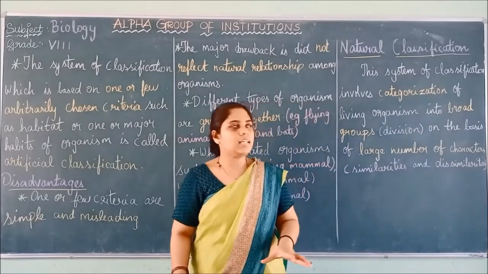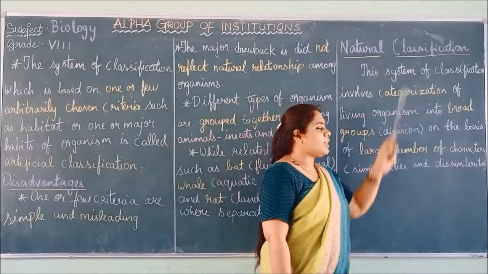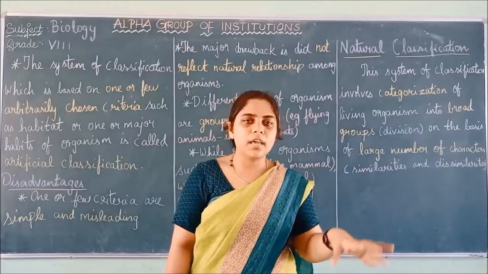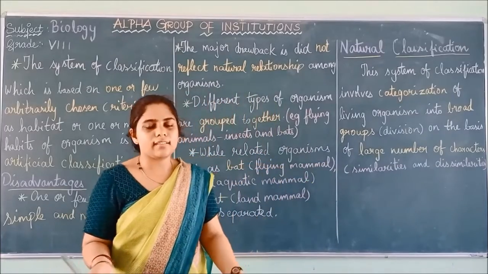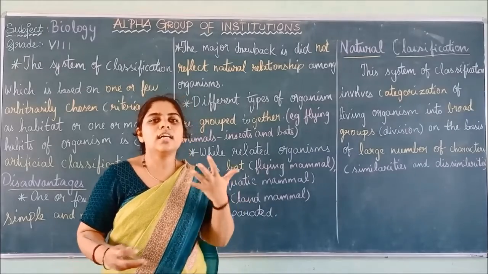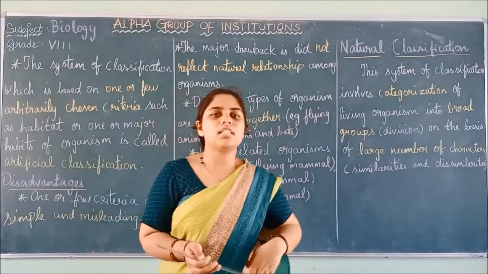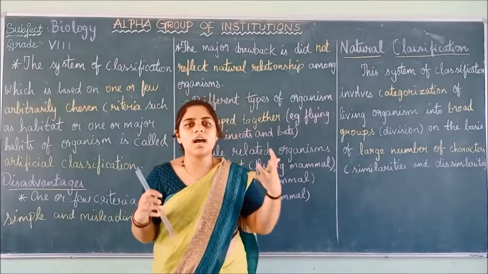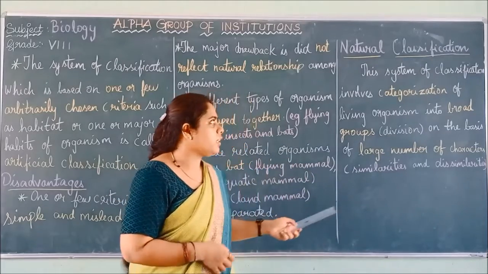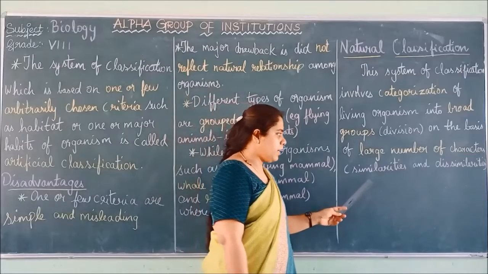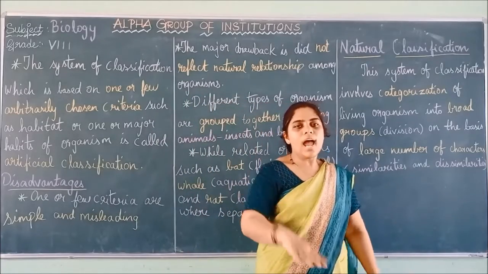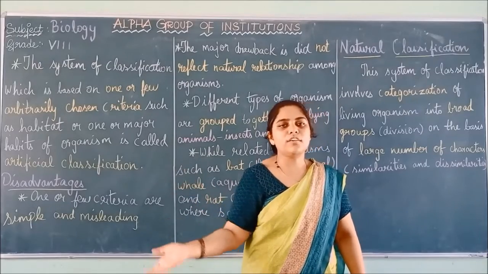So what they are telling you is that in natural classification, all the organisms are classified based on many characteristics. So not only habits and habitats. Now they have evolved from the artificial classification and are taking many characters and putting them together to classify the organisms. So mainly they are based on similarities. Similar organisms are put under one group and dissimilar ones are put in different groups.